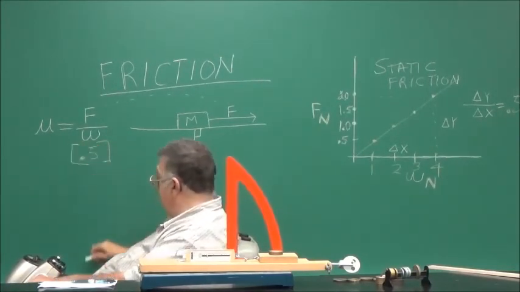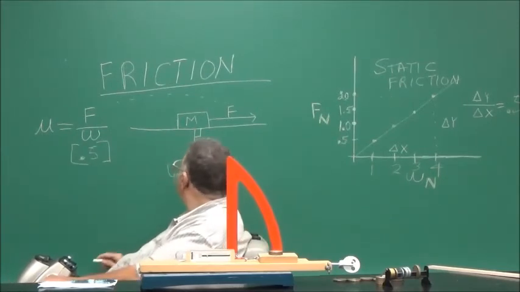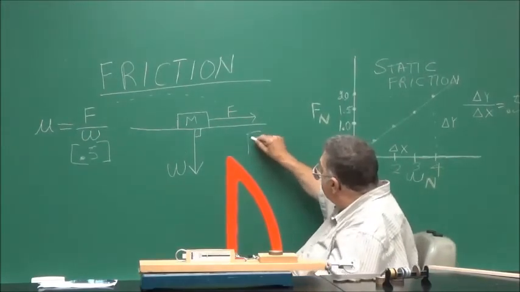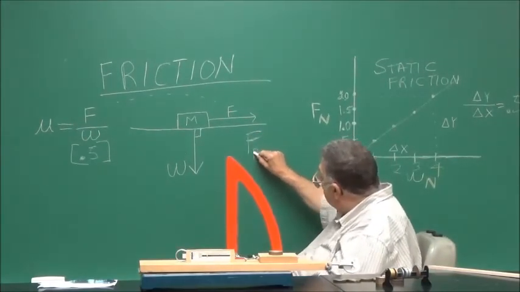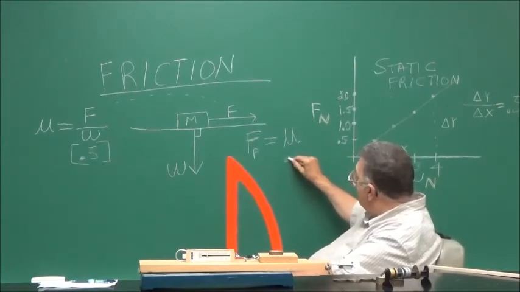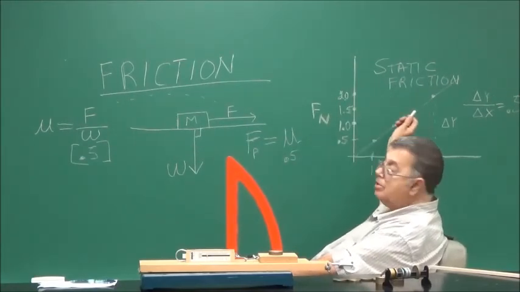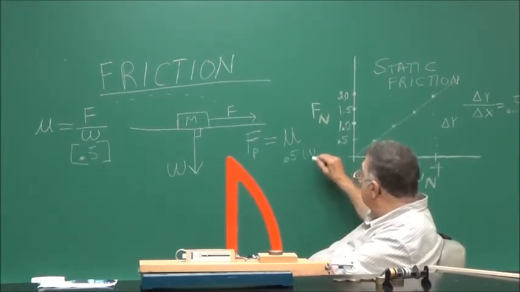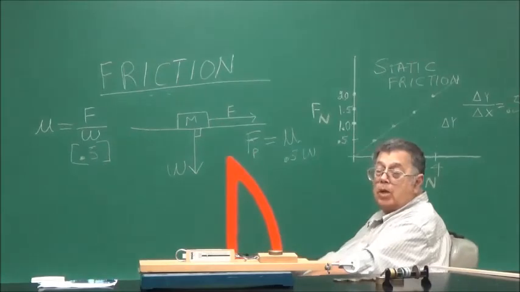So if you wanted to make that into a formula, you would say that the pulling force, F sub P, is equal to the coefficient of friction, which is 0.5, determined from this, times the weight, the force down. And there you have it.